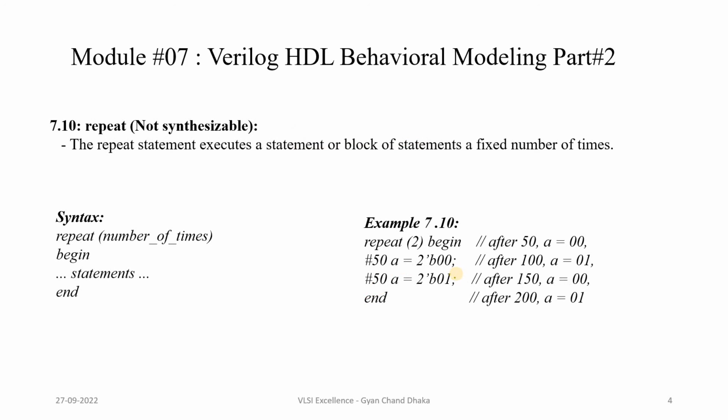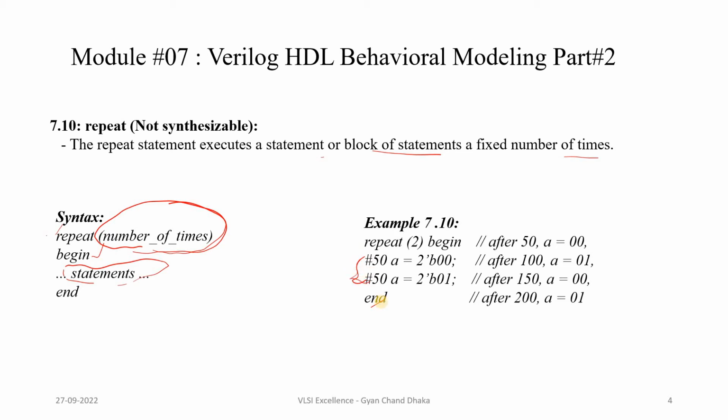Now let's see another type of loop used in Verilog HDL, which is repeat. The repeat loop is not synthesizable. The repeat statement executes a statement or block of statements a fixed number of times mentioned along with the repeat keyword. Here we have the repeat keyword, and then how many times we want to repeat the loop is mentioned here. Then we have our begin and end keywords, and the statements we want to execute. In one example here, we have repeat 2, then begin, these two statements, and then end. So these two statements are going to execute 2 times.